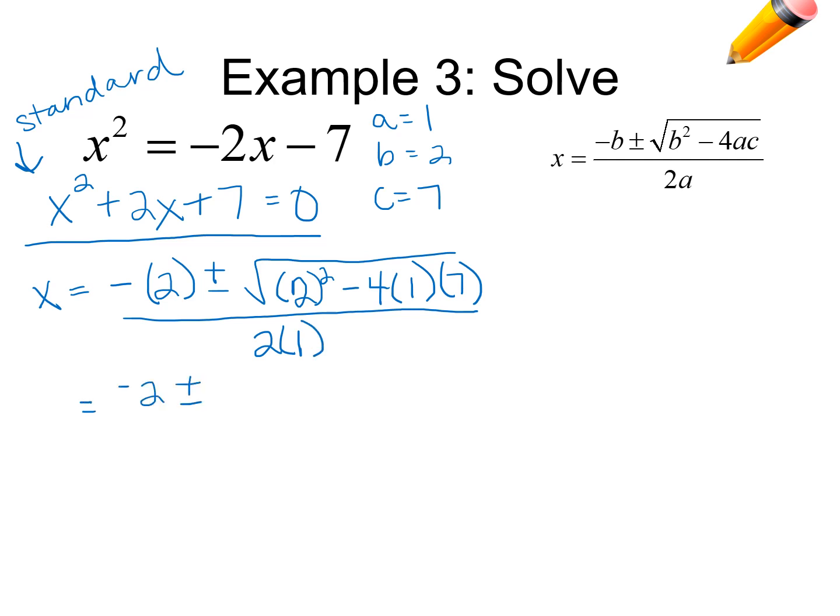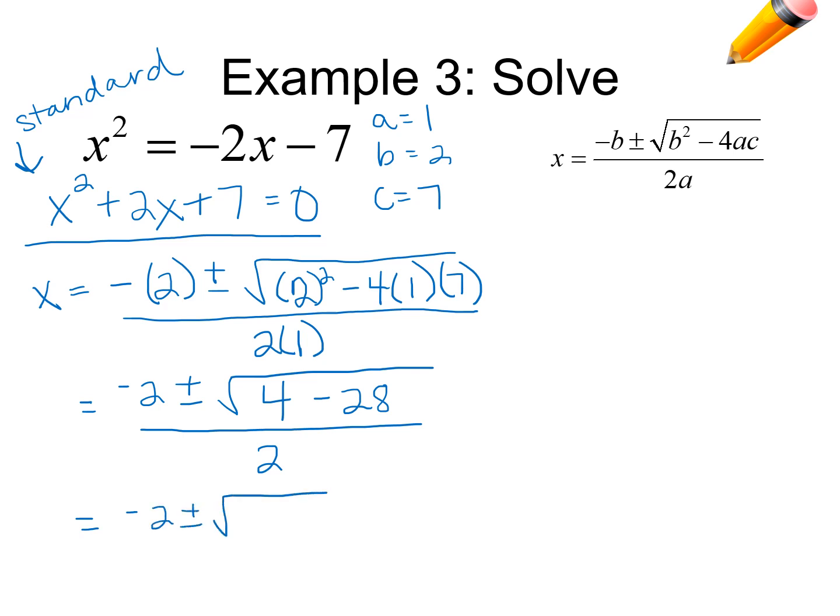So negative 2 plus or minus the square root of 4. Then I have negative 4 times 1 would be negative 4, and negative 4 times 7 would be a negative 28. Again, this is all over 2 times 1, which is 2. So again, we can go further and continue simplifying. So I get 4 minus 28, so I get a negative 24 all over 2.